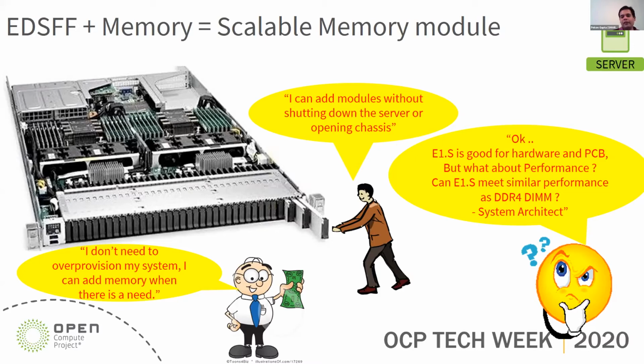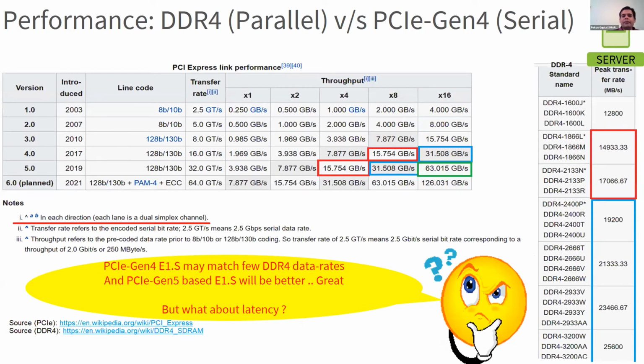While serial memory interfaces look good from a data center or system integrator's point of view, the question that always comes to our mind is whether these serial interfaces can meet the performance and latency of an equivalent parallel interface like DDR4 or DDR5. So let's look at the performance comparisons. Over here, there is a table on the left-hand side, which compares the PCIe performance, and on the right-hand side, the DDR4 peak performance numbers.